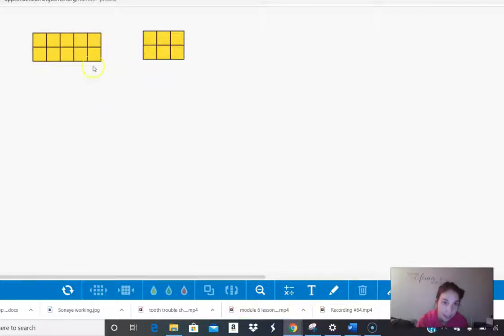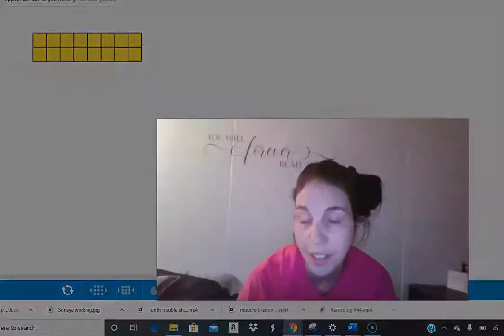10 is an even number. 6 is an even number. If we combine these, will we still have an even number? The last equation showed us that we would still have an even number. If we add even plus even, that it would still be even. Let's see if that holds true. Looks like it does. We have 1, 2, 3, 4, 5, 6, 7, 8 plus 8 is 16. So 16 is an even number. And what I'm seeing is even plus even equals an even number.